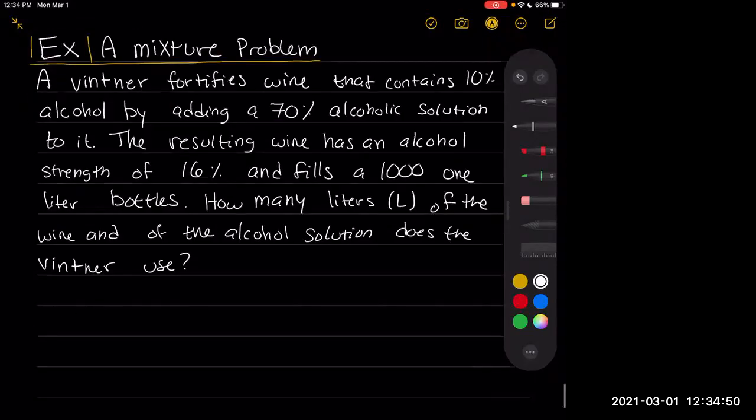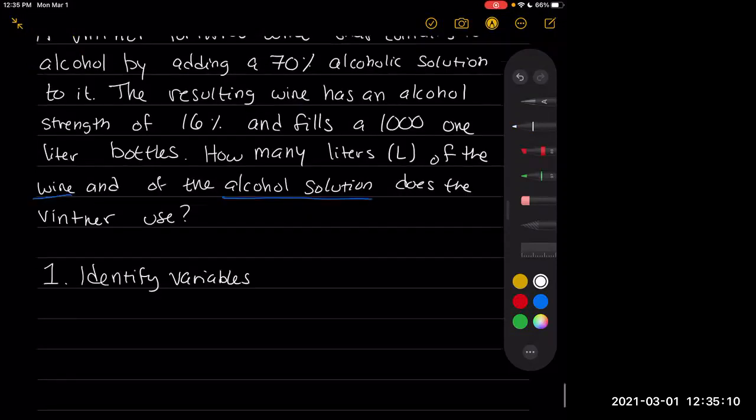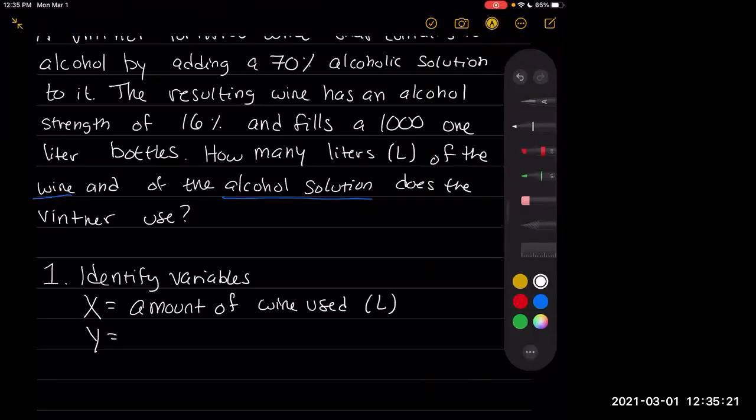So our first step is going to be identifying the variables. Looking at the problem, it's asking us how many liters of wine and of the solution does the vintner use? So that means that X is going to be the amount of wine measured in liters, and Y is going to be the amount of solution.